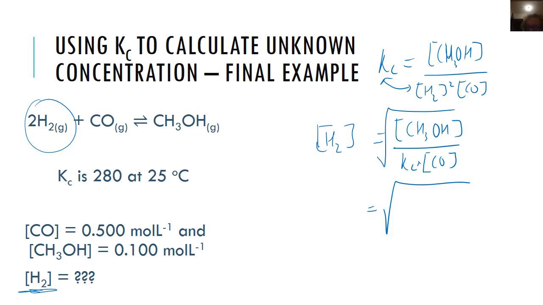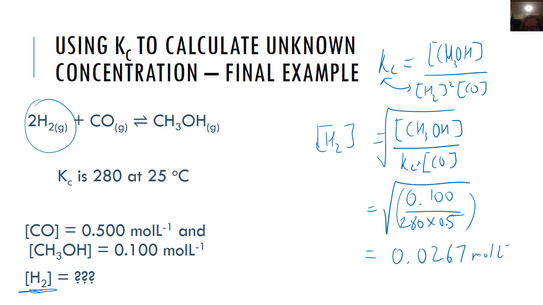We'll just do it carefully in our calculator once we put the numbers in. So we've got 0.100 over 280 times 0.5. Oops. Get that right. And if I do that carefully enough, I will get a concentration of 0.0267 moles per litre.